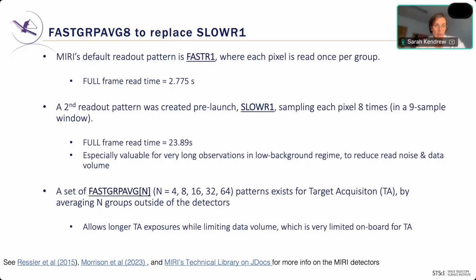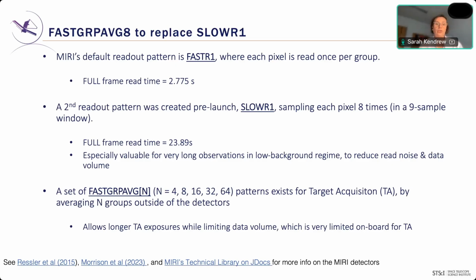We created a second readout pattern called slow R1, where each pixel is sampled 8 times. This gives a full frame read time of 23.89 seconds. We recommended that for very long observations in low background regimes, with the idea that sampling a pixel 8 times would beat down the read noise significantly by approximately the square root of 8, and also reduce data volume. We also have a set of readout patterns called fast group average N, where N could be 4, 8, 16, 32, or 64. These were developed specifically for target acquisition.